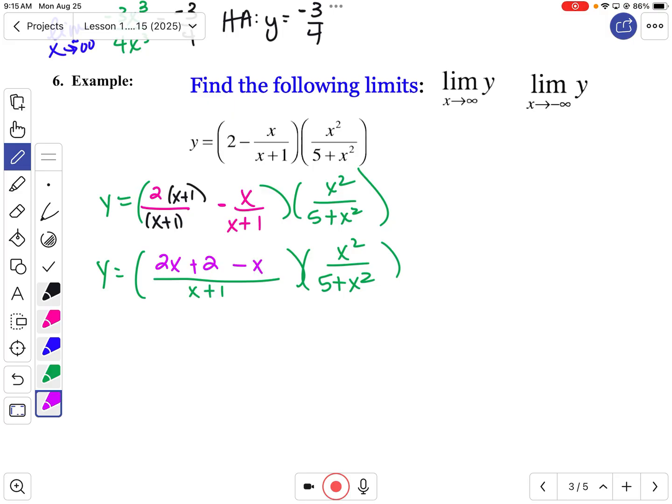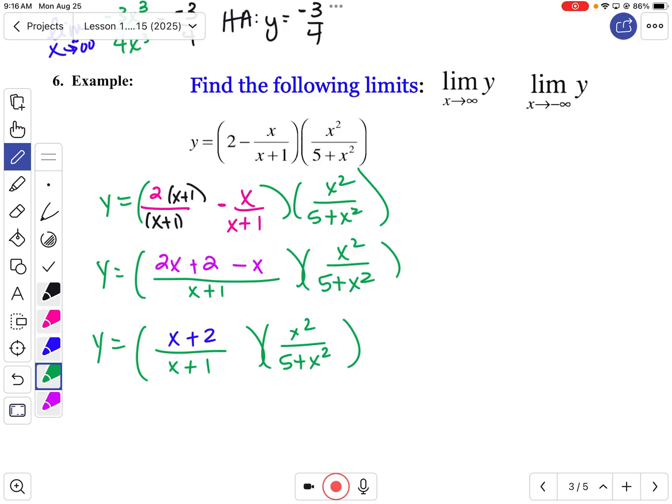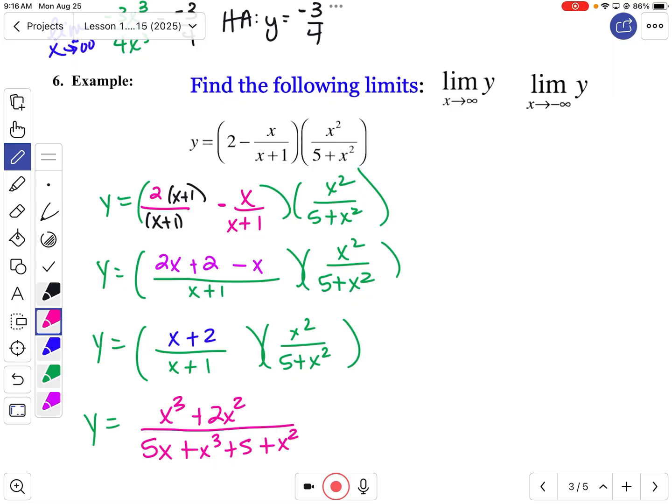Okay, so I'm just getting this down to a singular function and a singular function. So that would leave me x plus 2, and then everything else would stay the same: an x plus 1, an x squared, and a 5 plus x squared. So just some good algebra here. We're going to distribute. So that's going to leave me x cubed plus 2x squared. In the denominator, I'm going to have 5x plus x cubed plus 5 plus x squared. All right. Don't have to put it in standard form. Just need to be sure I've got all my like terms combined.